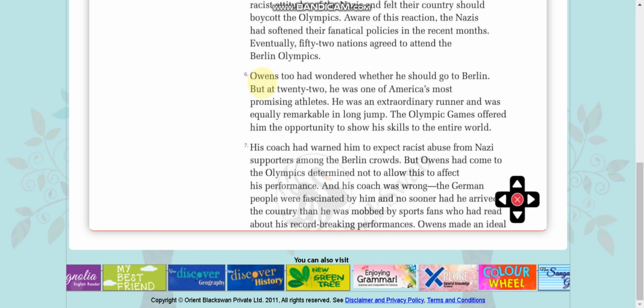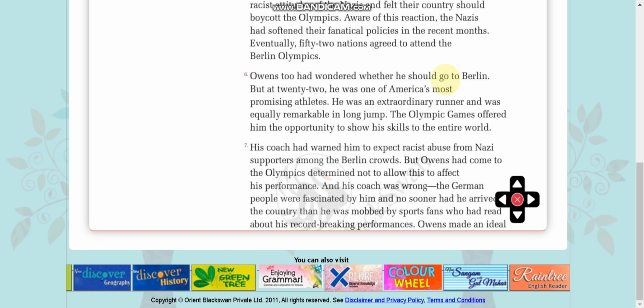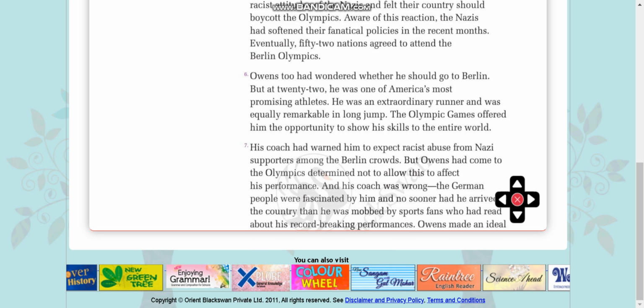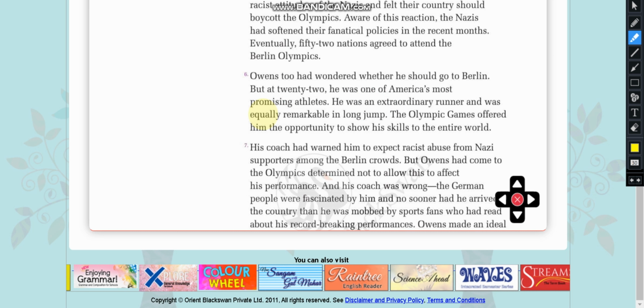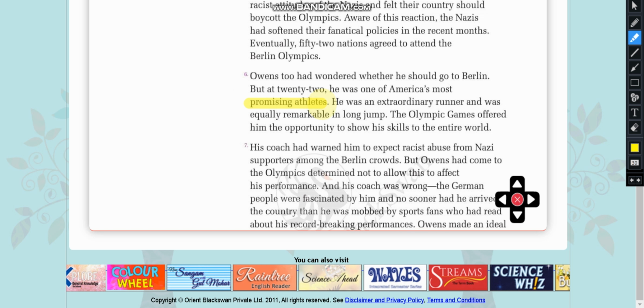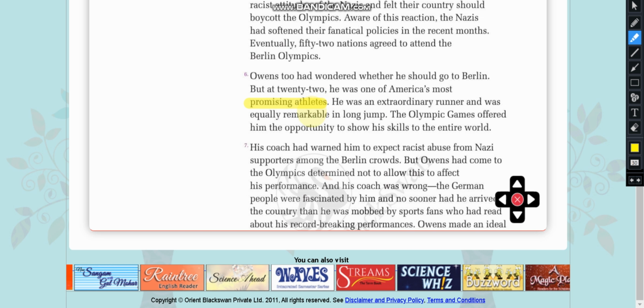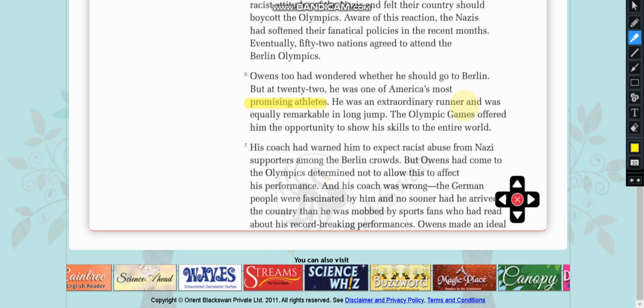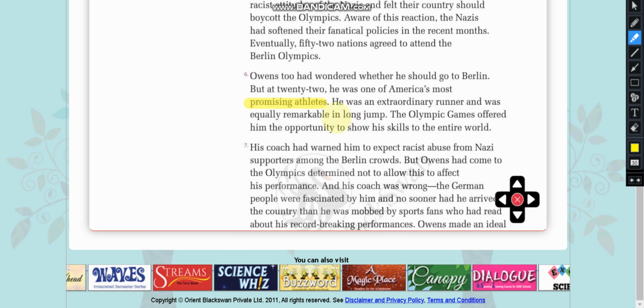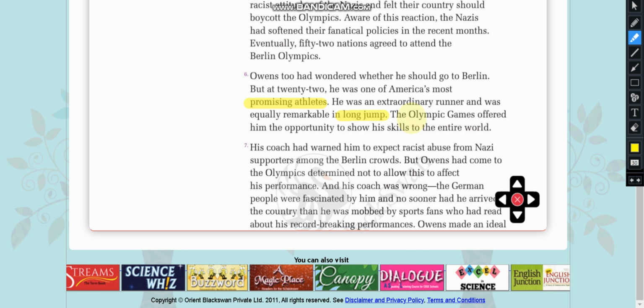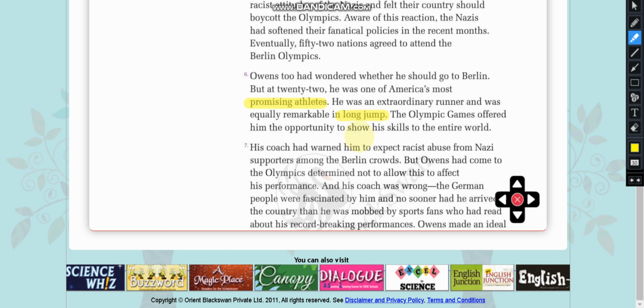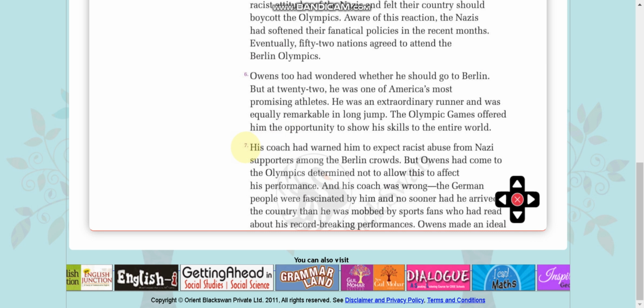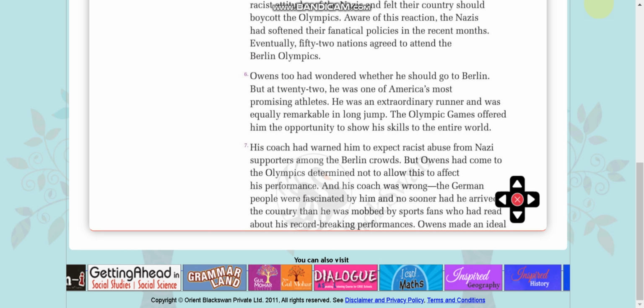Let's move on. Owens too had wondered whether he should go to Berlin, but at 22, he was one of America's most promising athletes. It means that the country had a lot of hopes from him. He was an extraordinary runner and was equally remarkable in long jump. The Olympic Games offered him the opportunity to show his skills to the entire world. So now, Owens, who was a promising athlete, also participated in this. I hope this is clear till here, and from the seventh paragraph, we'll continue in my next class.